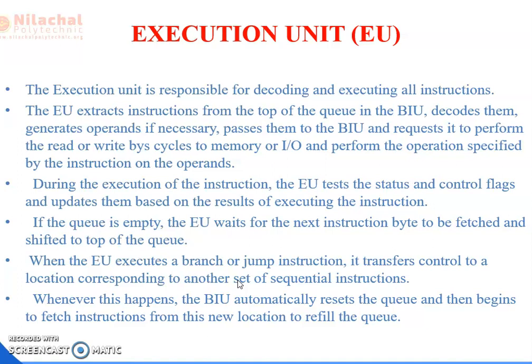If the queue is empty, the execution unit waits for the next instruction byte to be fetched and shifted to the top of the queue. When the execution unit executes a branch or jump instruction, it transfers the control to a location corresponding to another set of sequential instructions. Whenever this happens, the bus interface unit automatically resets the queue and then begins to fetch instruction from this new location to refill the queue. This is all about the architecture of 8086.